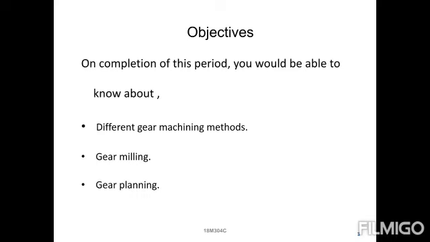Finally, what is the main function for that? To transmit the motion from one shaft to another shaft. That is the main thing, right? Then next one, gear milling process. Presently we are discussing gear manufacturing methods. In that, the first ones are the gear milling method and gear planing method.